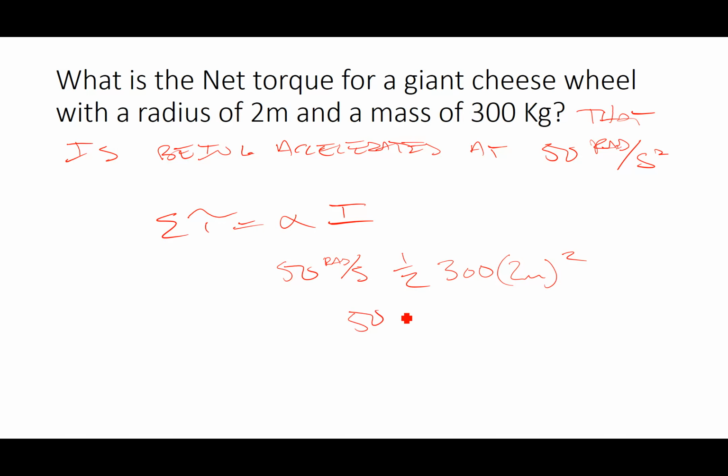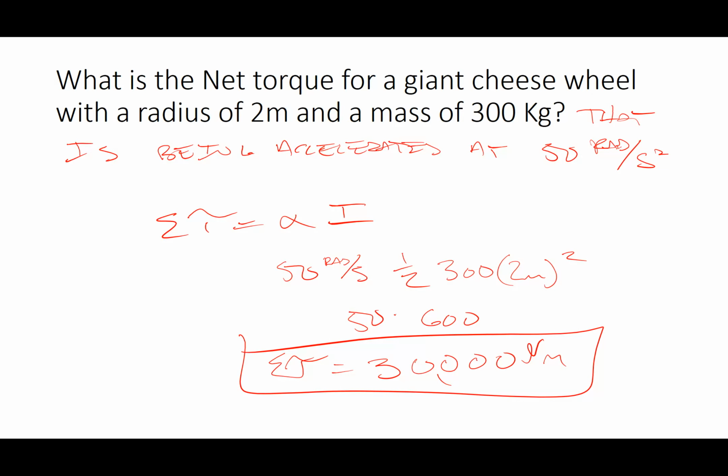And so we have 50 times 600 equals 30,000. So the net torque is equal to 30,000 Newton meters. That would have to be applied in order to accelerate my giant cheese wheel at 50 radians per second squared. So we'll do a couple more examples in class, but that's our basic equation.